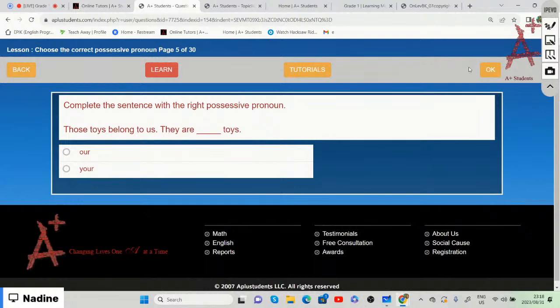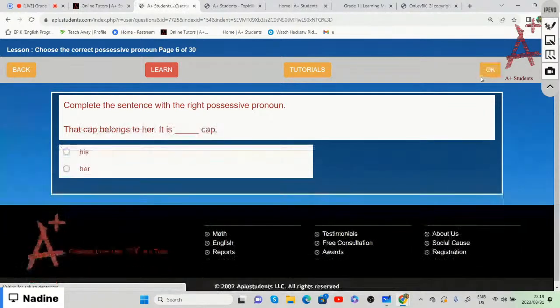Those toys belong to us. Is it our toys or your toys? If the toys belong to us, and we choose the correct possessive pronoun, something belongs to us, and I can say it is our.